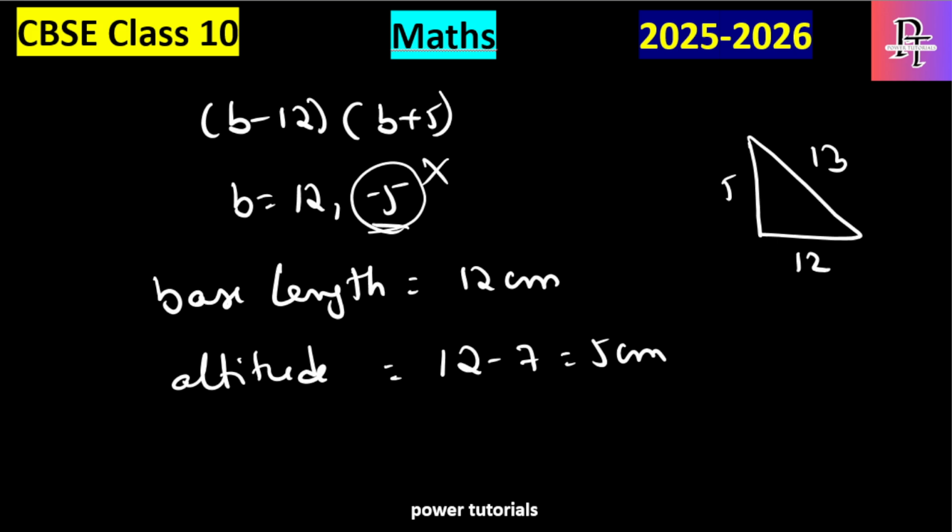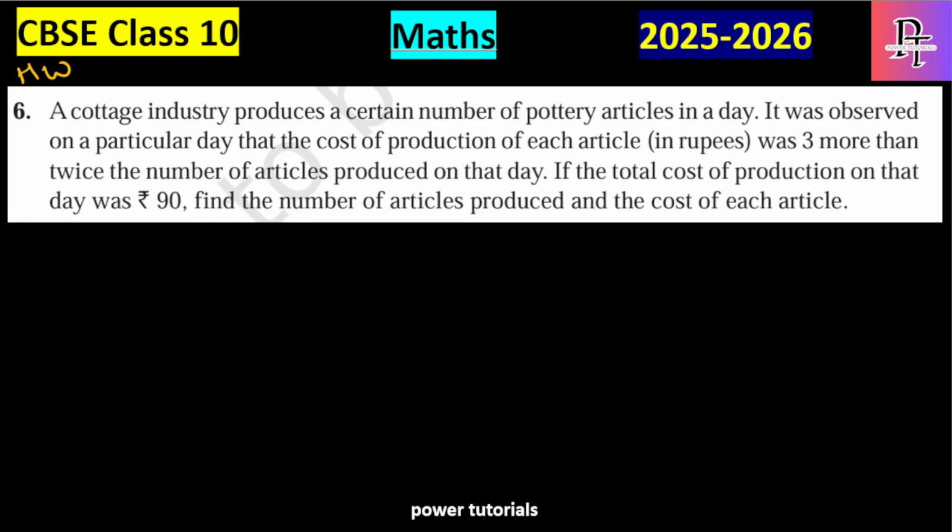Okay, this is the last question, and I have just mentioned it as homework. So this is similar to the one which you already solved in one of the example questions, example 2 question. I will just read the question. A cottage industry produces a number of pottery articles in a day. It was observed that on a particular day the cost of production of each article in rupees was 3 more than twice the number of articles produced on that day.